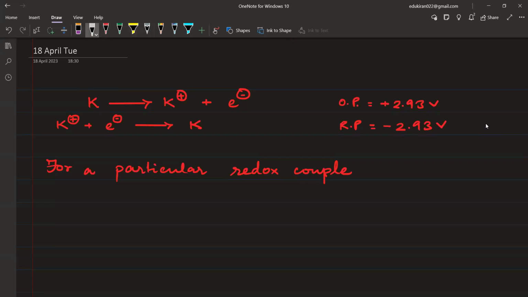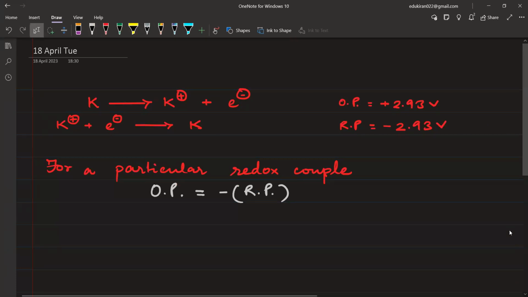we can say that the oxidation potential is equal to the negative of the reduction potential. Whatever be the value of the reduction potential, multiply it by negative and you will get the oxidation potential, as you can see in this case. Negative 2.93 into -1 will be equal to positive 2.93. You just need to change the signs. Please write this down.